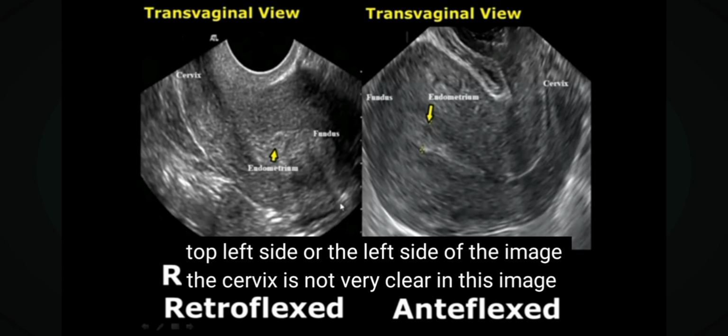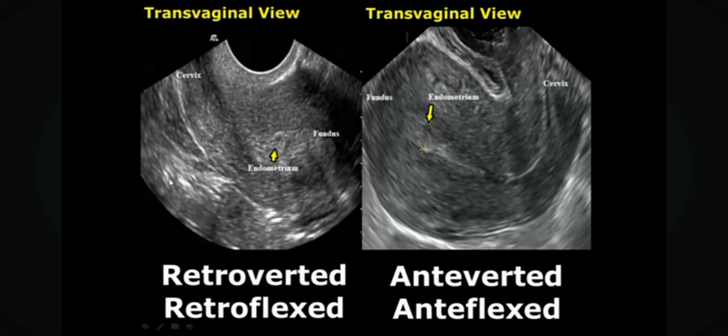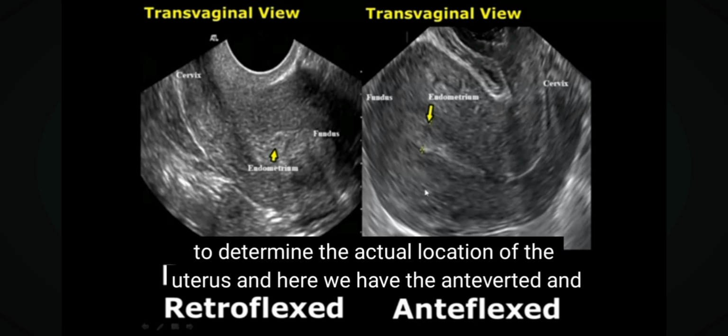The cervix is not very clear in this image. That's why we can use a combination of transabdominal and transvaginal views to determine the actual location of the uterus.